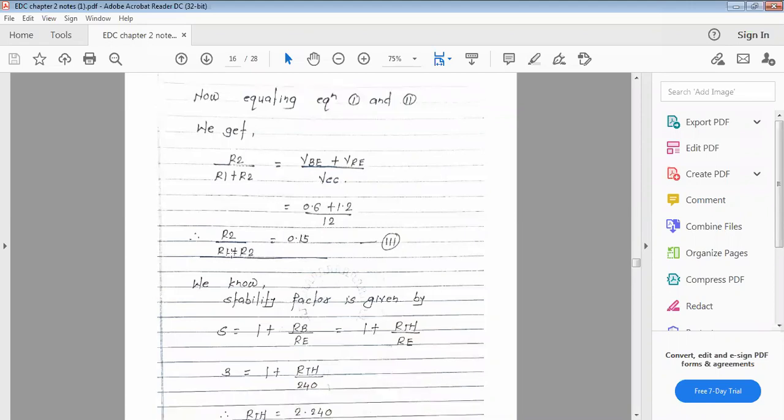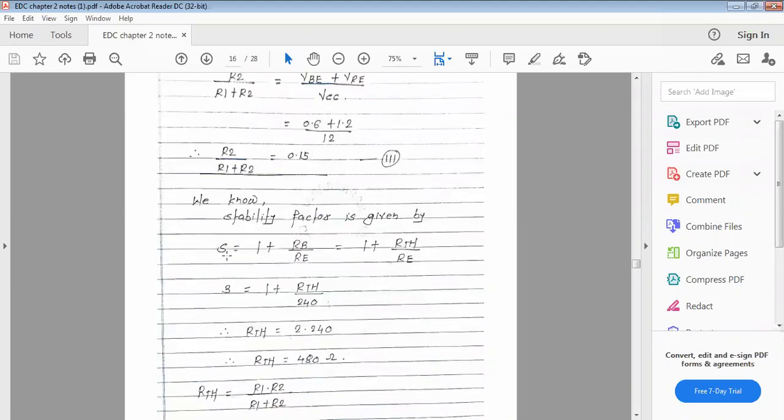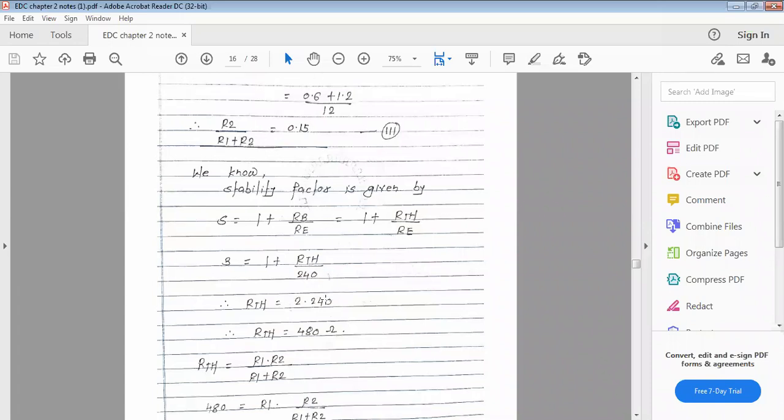Now we are interested in R1 and R2 values. So for that we have to use the equation for the stability factor. So see here, what is the stability factor? It is 1 plus RB upon RE. Okay, so RB is nothing but our RTH. So as S is given as 3, put here 1 plus RTH, value of RE as 240, which we have already calculated in step 1. So accordingly, we will get the RTH as 480.